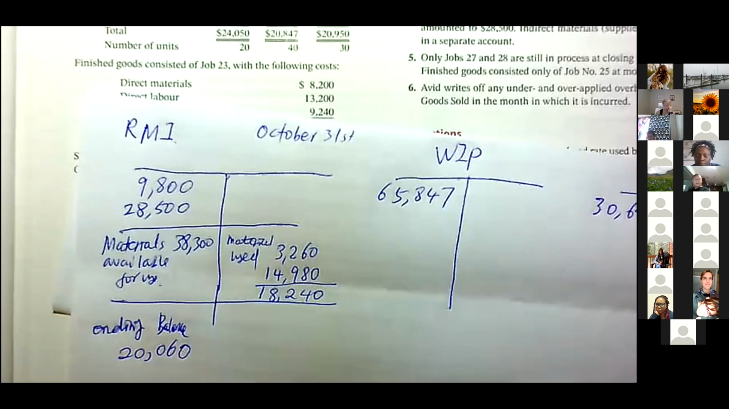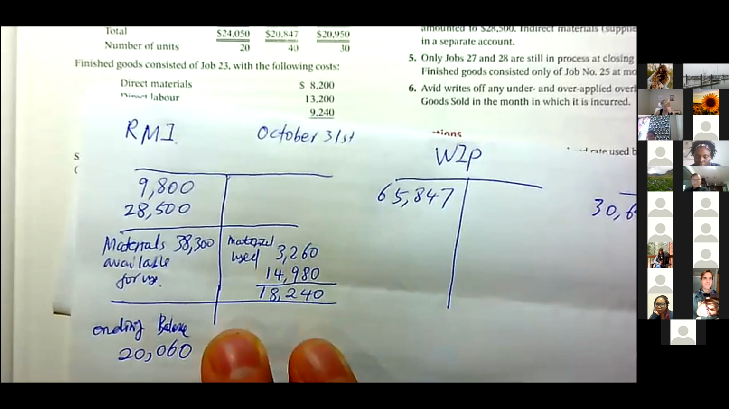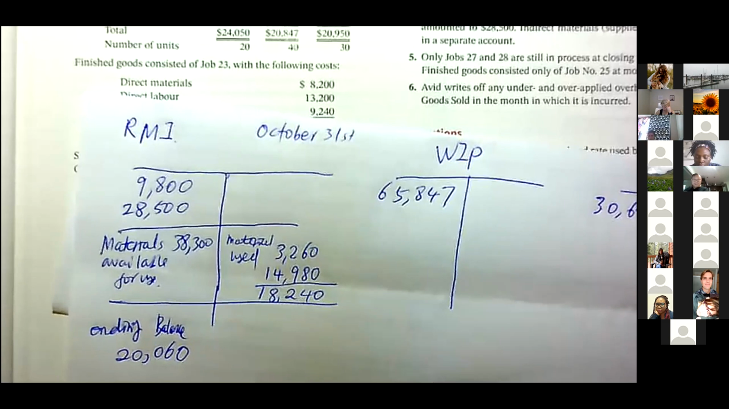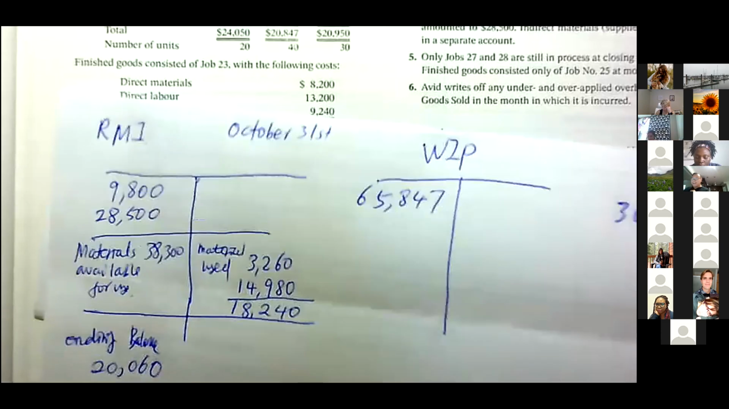20,060. Are we okay with the raw materials inventory? Yes. Okay. Thank you.